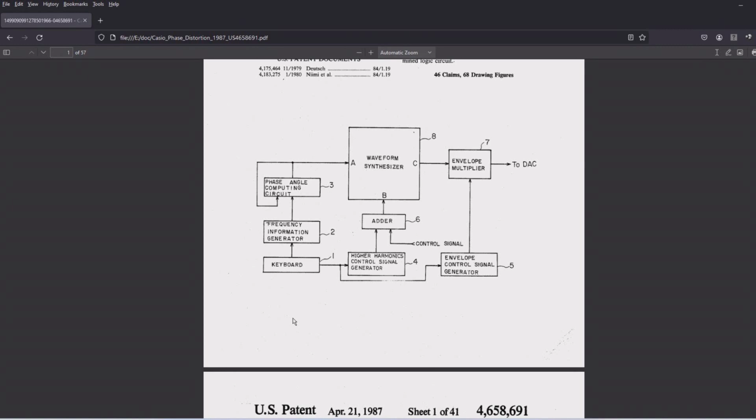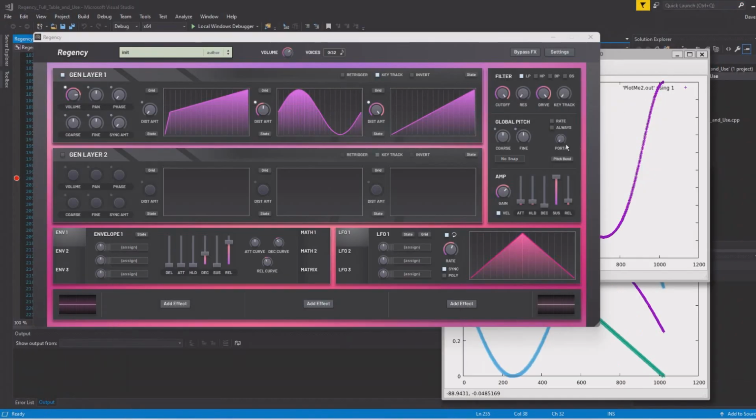4658691. The keyboard generates signals that are turned into frequencies that are fed to the phase angle, and that phase angle result is sent to a waveform synthesizer. In the case of Regency, that's a sinusoidal oscillator. Notice that this goes essentially from left to right. In the Regency Synth, we go from right to left.